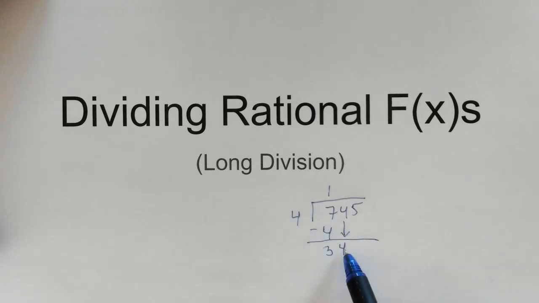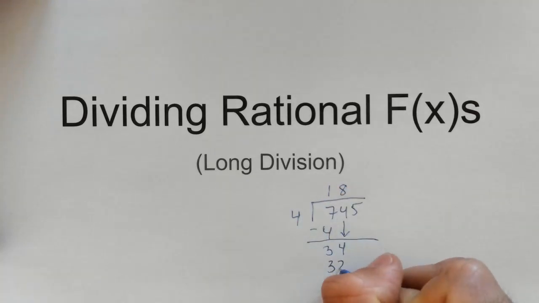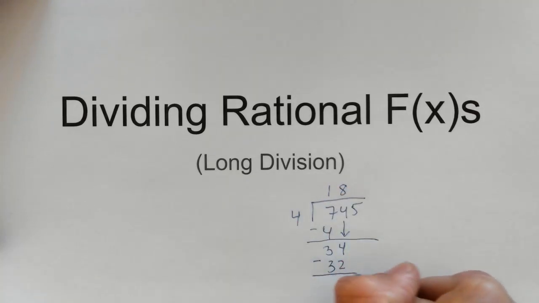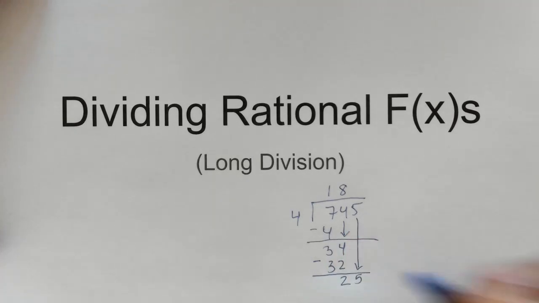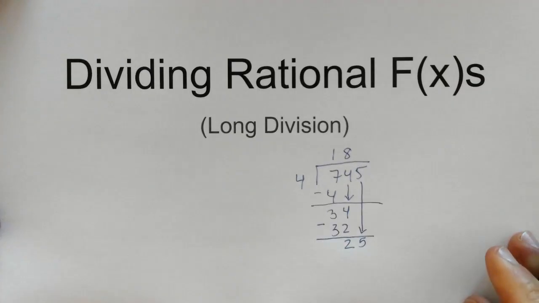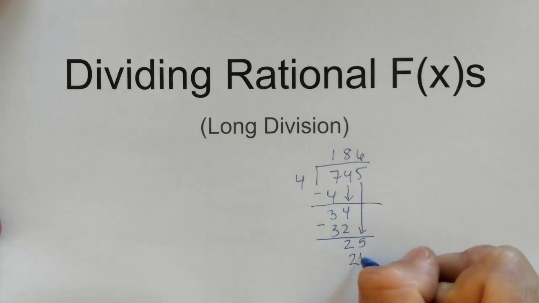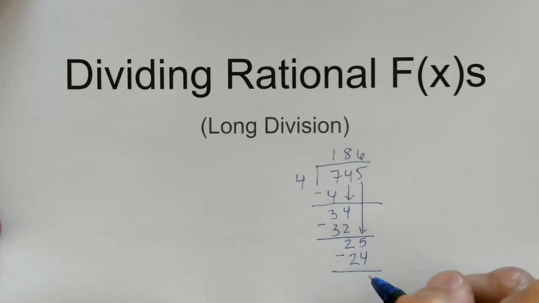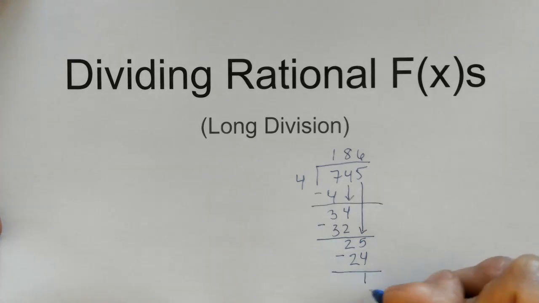4 times a number goes into 34, which is 8. So we multiply. 4 times 8 is 32. We subtract. And we bring down the next term. Right? We multiply. 4 times 6 is 24. We subtract. And then there's nothing else to bring down. So this becomes my remainder.